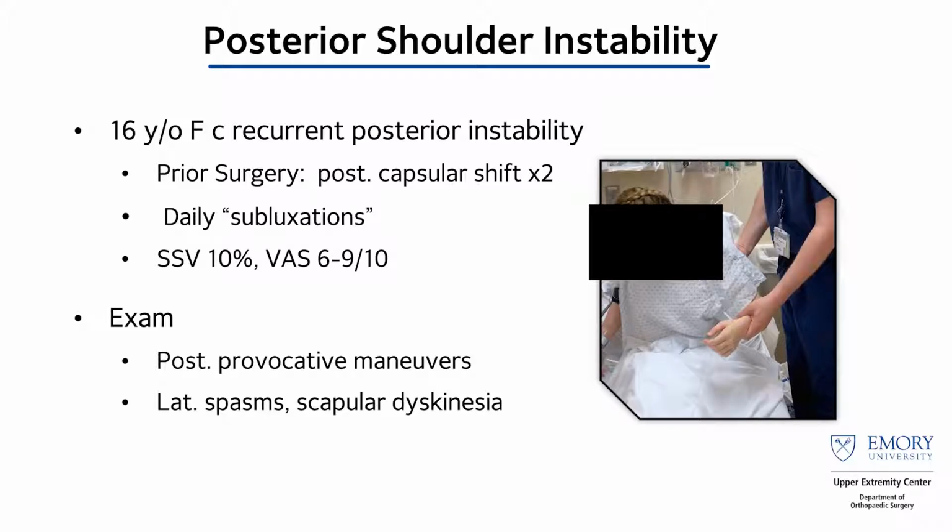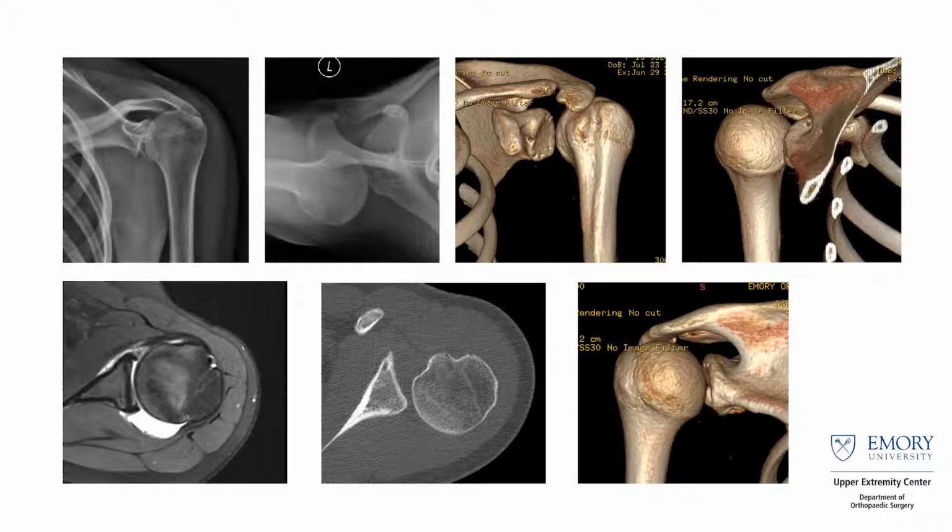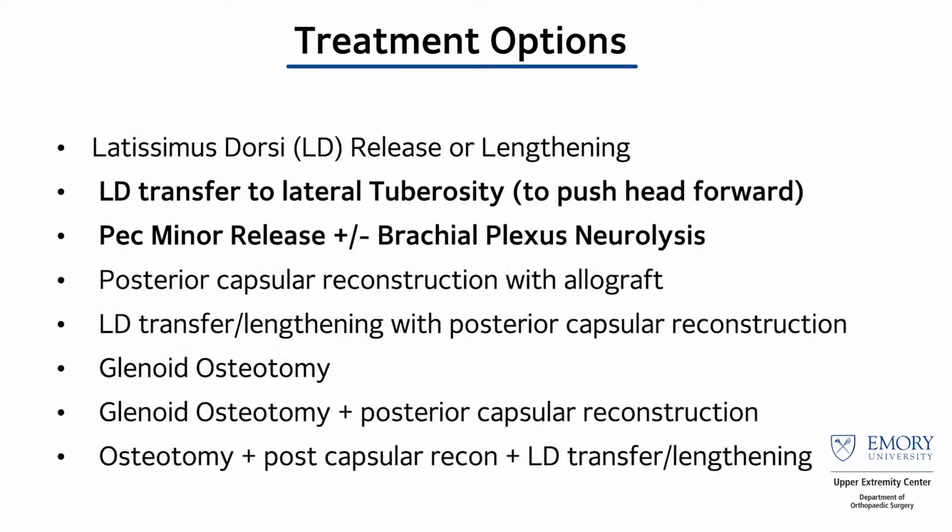She did have some latissimus spasms, scapular dyskinesia. You can see she subluxed posteriorly. She has glenoid retroversion. In essence, a pretty complex patient who was sent to me for a posterior wedge osteotomy, and a 16-year-old, mind you.